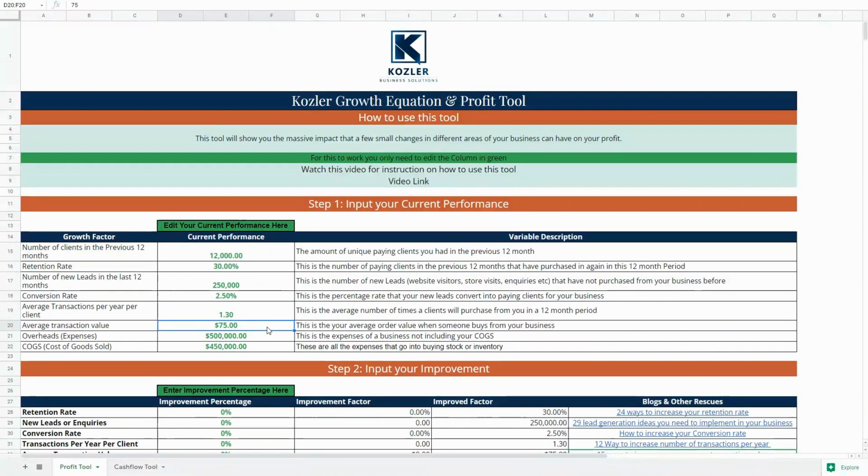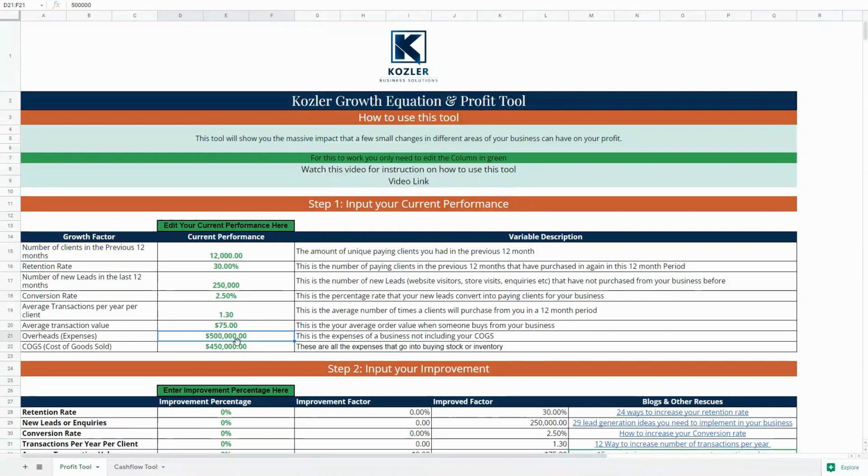So on your P&L statement, what are your total expenses for your business? And then your cost of goods sold. If you're buying products and inventory, what is the expense that has? What is that? Your cost of goods sold, basically, on the inventory that you have.